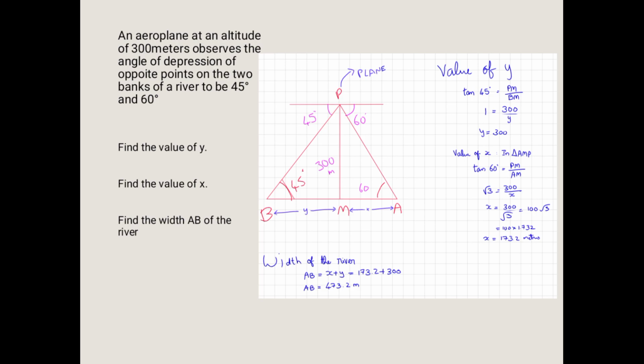For that, draw the diagram and mark the particular angles and lengths, and then you can proceed. First, you have to find the value of y. So take tan 45 degrees. We know the value of tan 45 is 1. Hence, opposite upon adjacent, you will get y equal to 300 meters. Similarly, for the value of x, you just substitute tan 60 degrees, the value of that is root 3, and you will find x to be 173.2 meters. Adding x and y, you will get the entire width of the river, which is 473.2 meters.